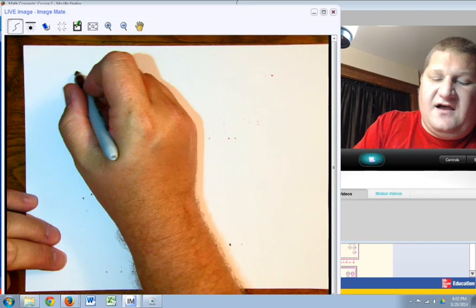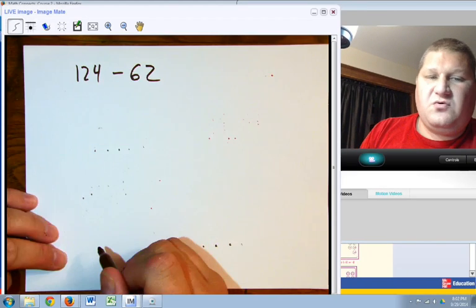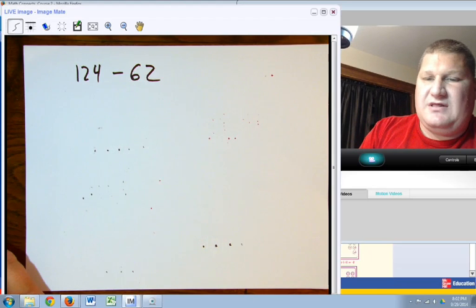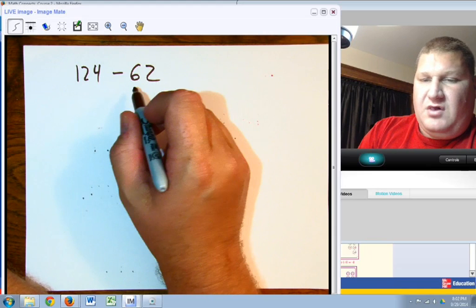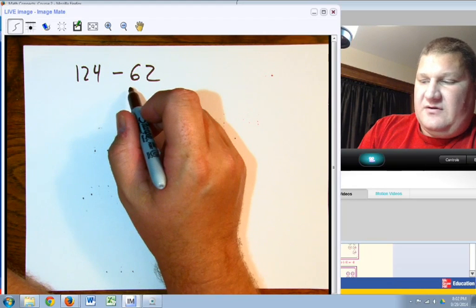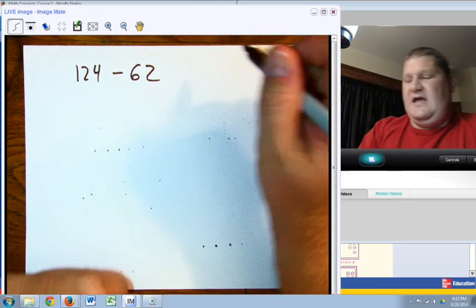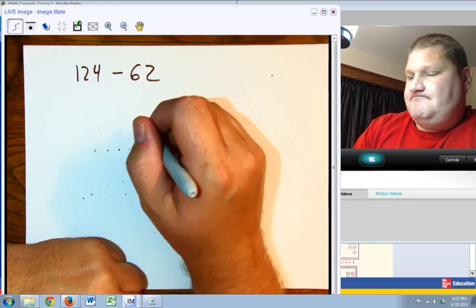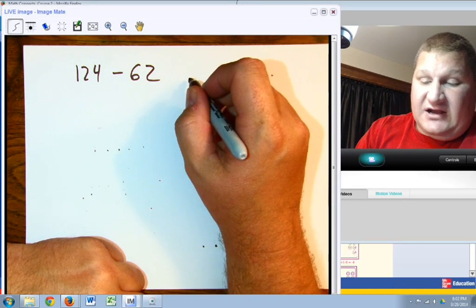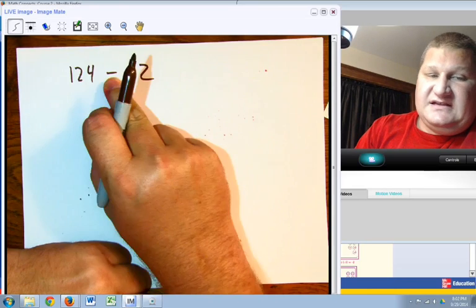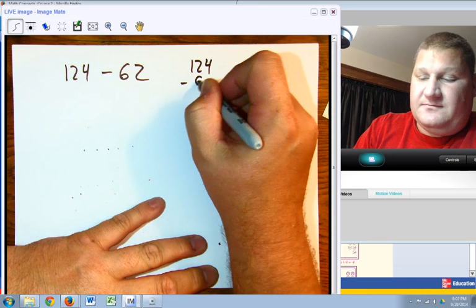If I have 124 take away 62, I certainly don't want to start drawing blocks for all those, although you could draw a number 100 block and number cubes. Okay, you could do that, and I certainly don't want to do a number line, so I'm going to have to just learn how to do my subtraction, and the easiest way in this case to do multi-number subtraction is to stack them up.